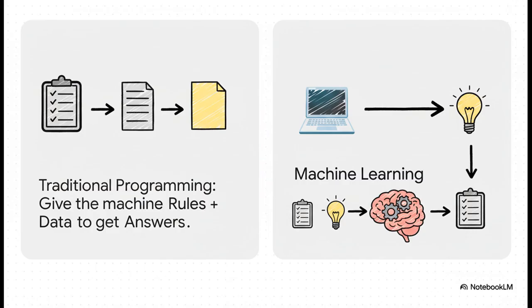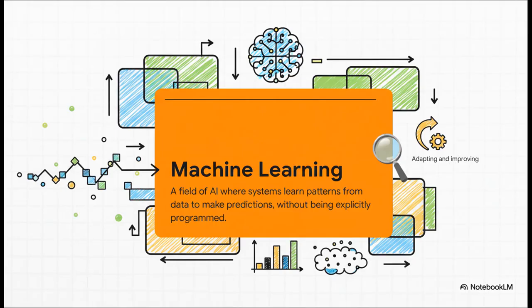But with machine learning, we completely flip the script. We give the computer the data, and we give it the past answers, like Paul's likes and dislikes, and the machine figures out the rules all by itself. So if you need the official textbook definition, here it is. Machine learning is a field of AI where systems learn patterns directly from data to make predictions. And the most important part is that last bit. They do it without being explicitly programmed for every single task. They learn and get better on their own.